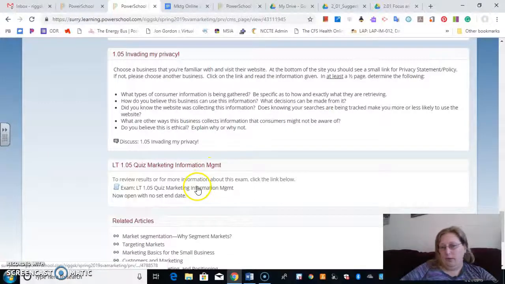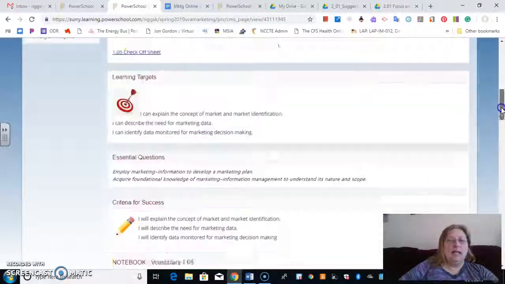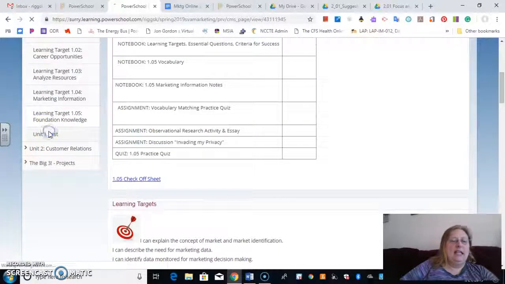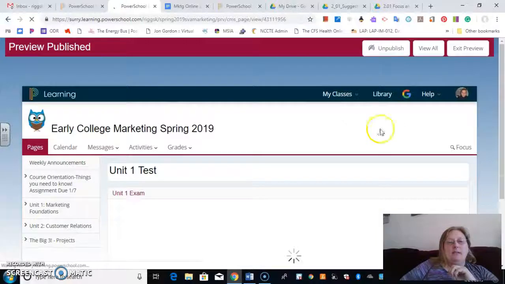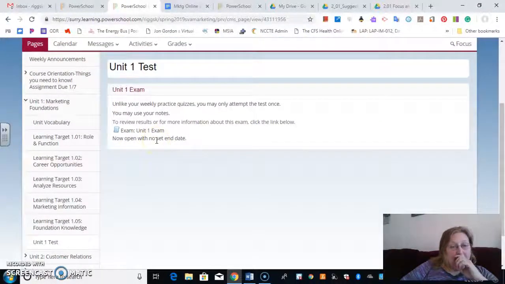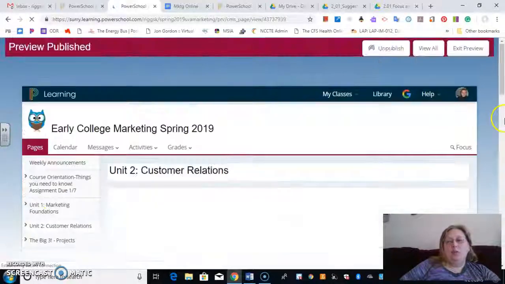And then the 1.05 quiz. Remember your quizzes, you can take them more than once, and I take the highest grade. Okay, then when you finish that, it tells you to take the Unit 1 test. So you will take your Unit 1 exam. Use your quizzes, your notes, whatever you want to do. It's open note. Don't freak out about it. And we're actually going to do 2.01 this week.